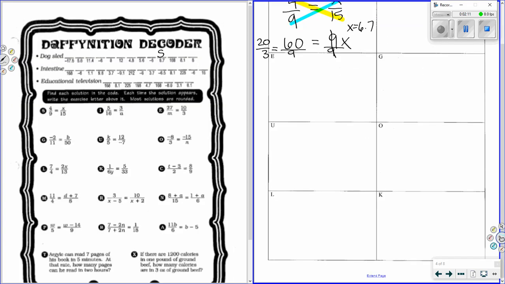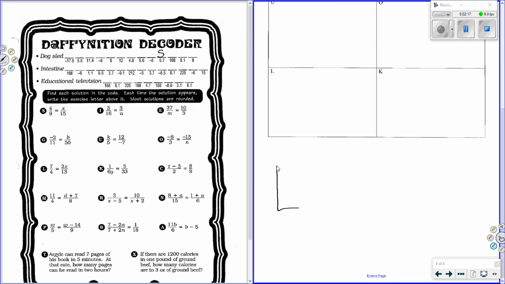When I copied, I didn't copy the back page. So if you flip over to the back page and find the box for R, I'm just going to make one. We have 3 over x minus 5 equals 10 over x plus 2.